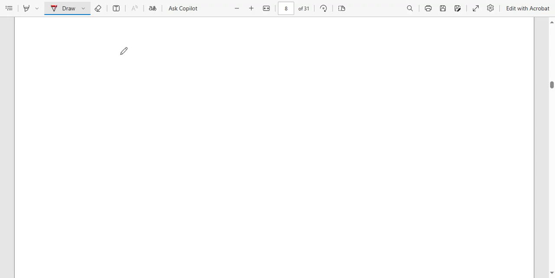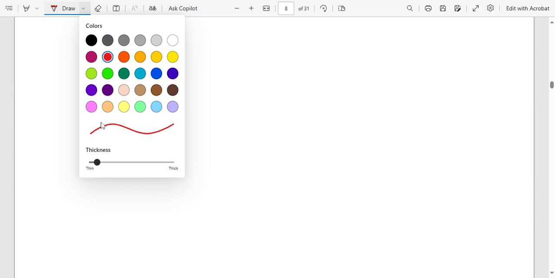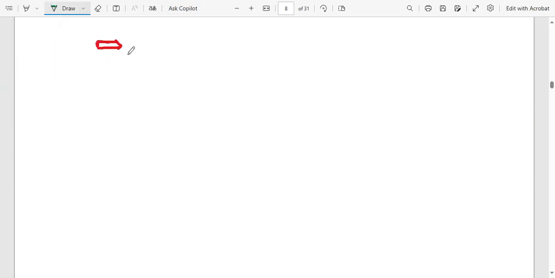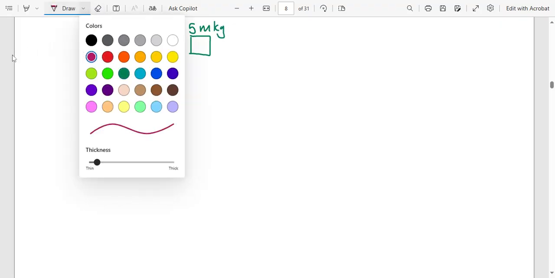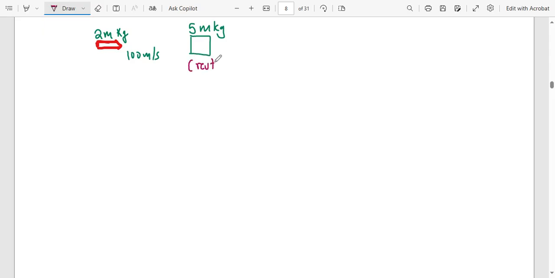Let me give you another example. Let's say you have got a bullet here. This bullet has been shot from a gun and it is moving at a velocity of 100 meters per second. Let's say this bullet has got a mass of 2m kg, and then it finds a block, which has got a mass of 5m kg. And then what happens is that when this bullet hits this block which is at rest, it sticks. So it remains embedded within this block.